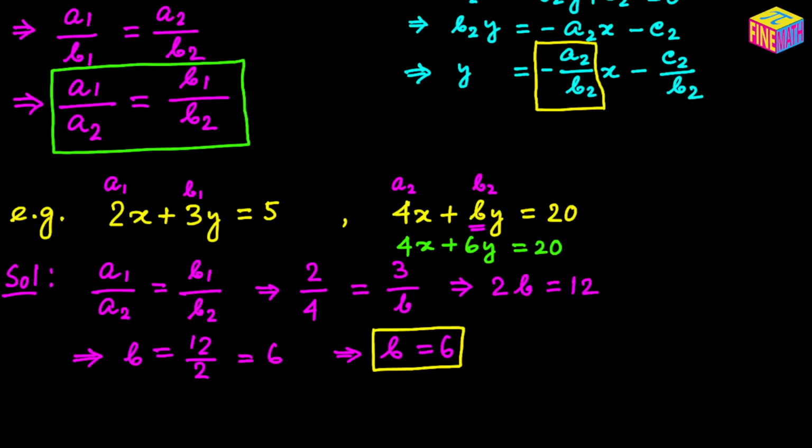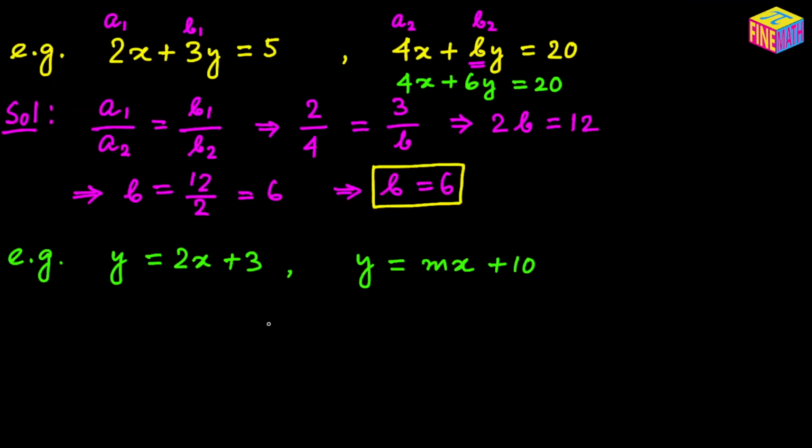Let's take another example. In the second example, suppose we have the equations of two straight lines. The first one says y equals 2x plus 3, and the equation of the second straight line is y equals mx plus 10. Let's assume that these two straight lines are parallel, then we have to find the value of m. In this case, you see I have intentionally taken the example where the equation is in y equals mx plus c form, which is the slope-intercept form.